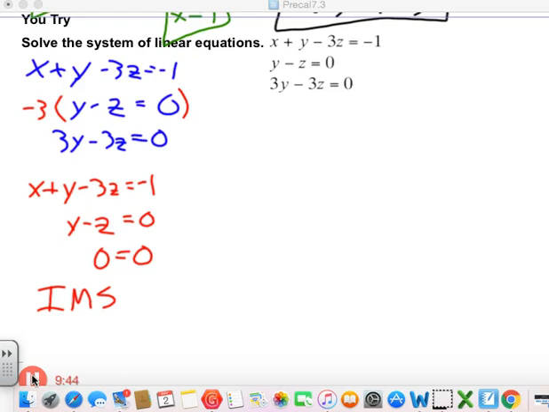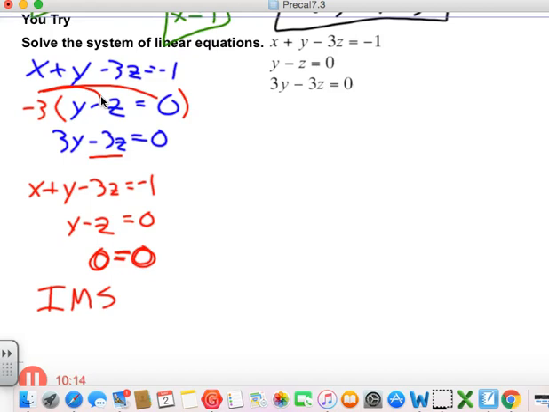Well, when I add -3y to 3y, that cancels, but then -3 times -z gives me positive 3z, right? And when I add that to the -3z, that cancels also. And of course, -3 times 0 is 0, and 0 plus 0 gives me 0 also. So I end up getting 0 equals 0. I talked to you the other day and told you that whenever you get a number equals itself, that means you have infinite solutions, right?